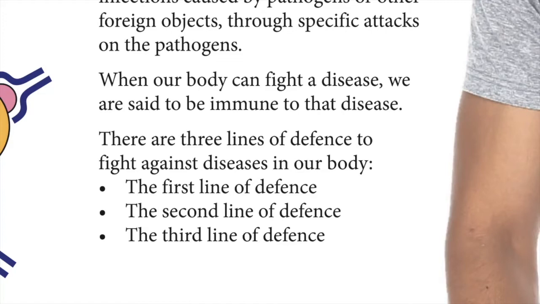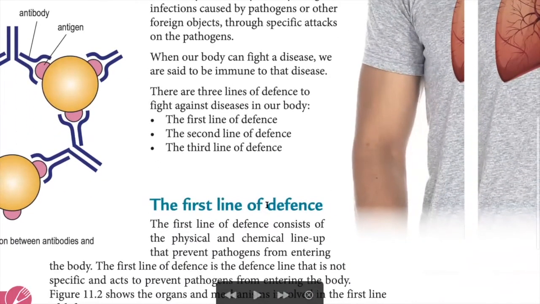If the second line of defense also fails to kill the bacteria, then our body will try the last effort, which is the third line of defense. So this is the strongest stage of defense. However, if the third line of defense fails to fight the disease, probably the patient will just die. Because the third line of defense is categorized as the strongest defense in our body. So we are going to study the first line of defense first.